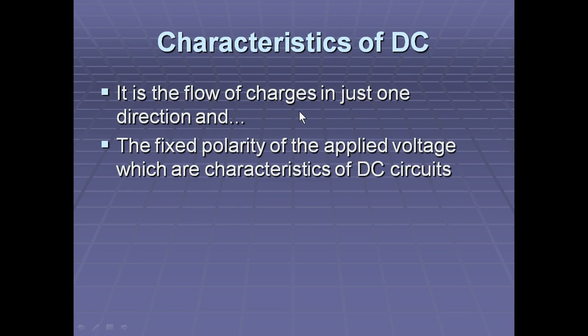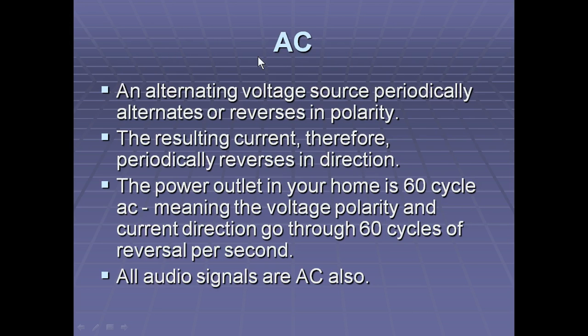And what are the characteristics of DC? It is the flow of charges in just one direction, and the fixed polarity of the applied voltage, which are characteristics of a DC circuit. And the counterpart of DC is AC, that is alternating current, in which an alternating voltage source periodically alternates or reverses in polarity, and the resulting current therefore periodically reverses direction. So the power outlet in your home is 60 cycle AC, meaning the voltage polarity and current direction go through 60 cycles of reversal per second.